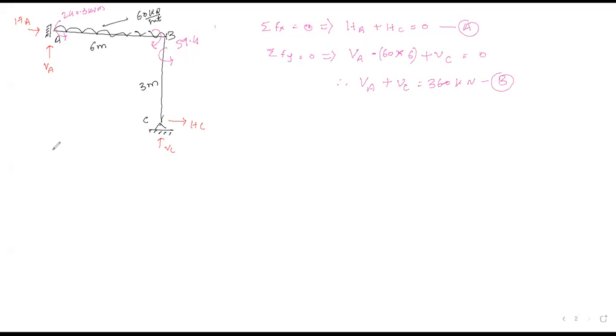Now I need to calculate reactions. Now in such kind of structure, just listen to me carefully. Total means total concentrate here. Suppose I am taking a moment at point A. How many unknowns do you have? Moment at point A, so can I say that we have one unknown?